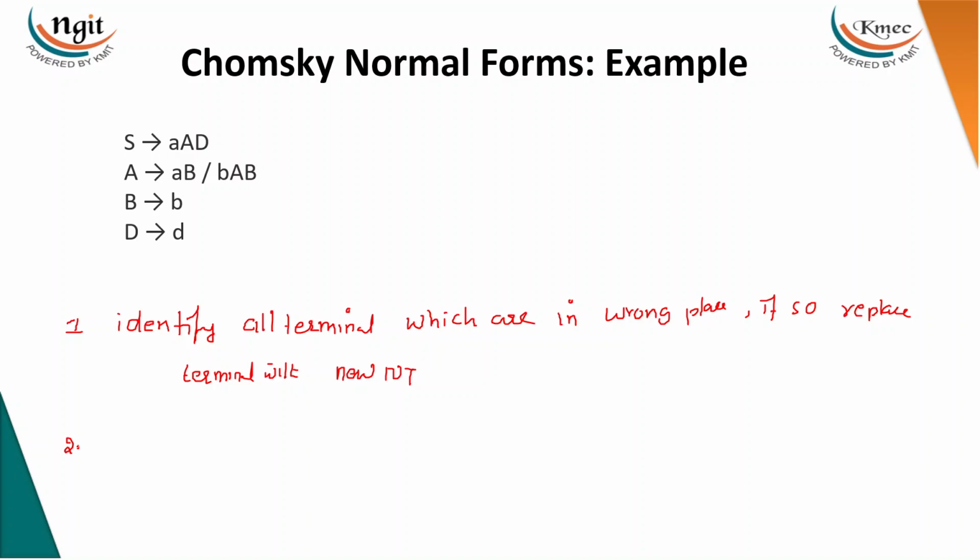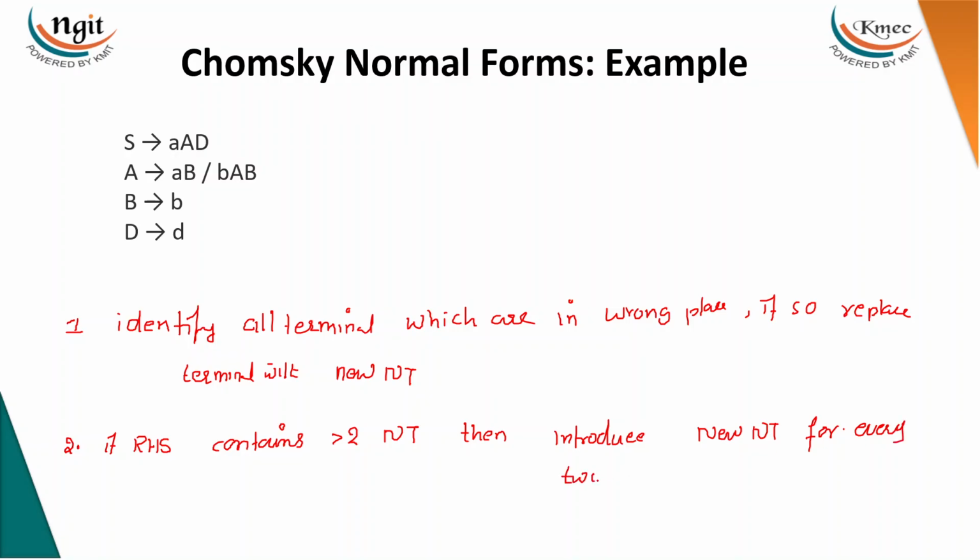Second step: if the RHS contains more than two non-terminals, because only two non-terminals are allowed, then introduce a new non-terminal for every two non-terminals. I'll explain these two steps with the example we have taken here. Let me write it.